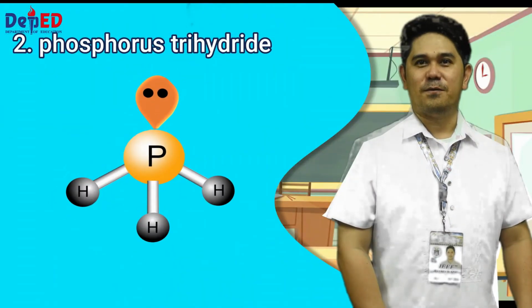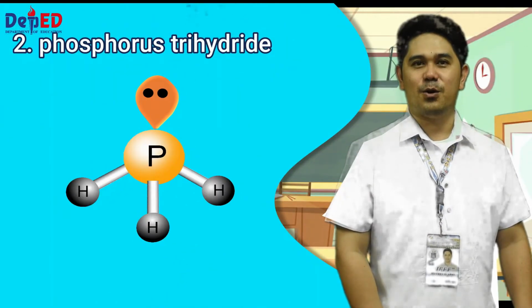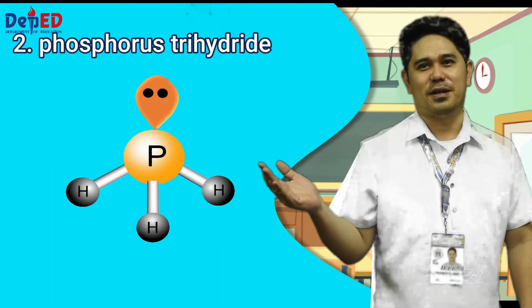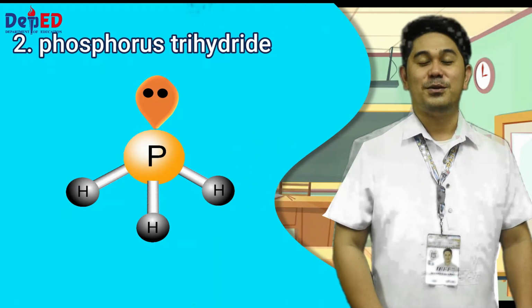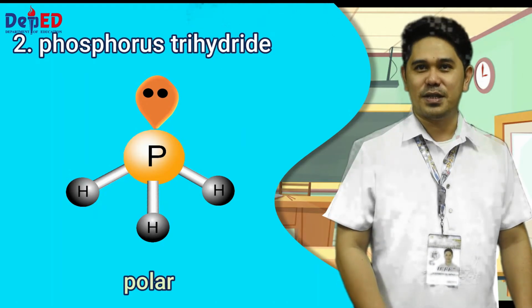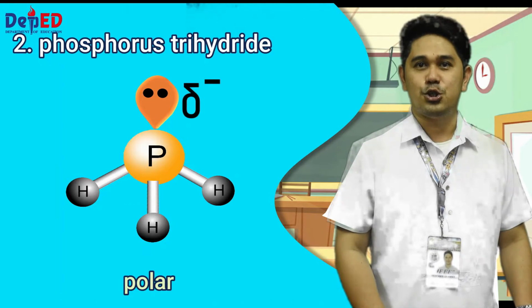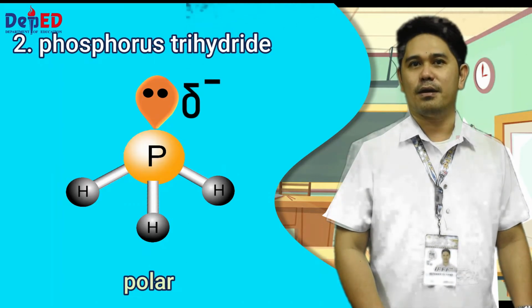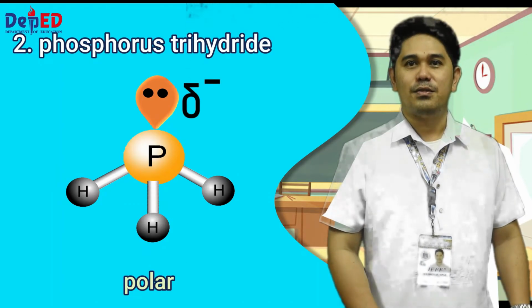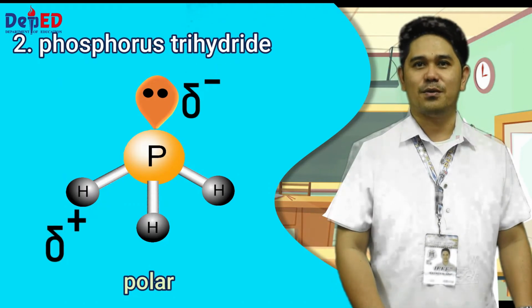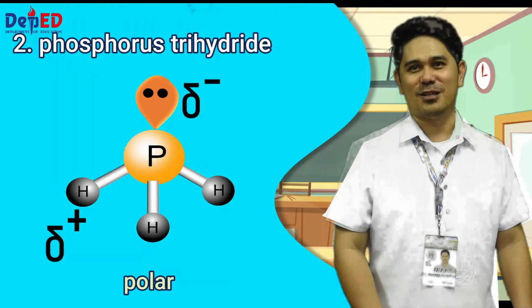Number 2. Phosphorus trihydride or PH3. Is it polar or nonpolar? You are right. As you have noticed, this side of the molecule is partially negative due to the presence of a lone pair here, while this becomes partially positive. Therefore, phosphorus trihydride is a polar molecule.